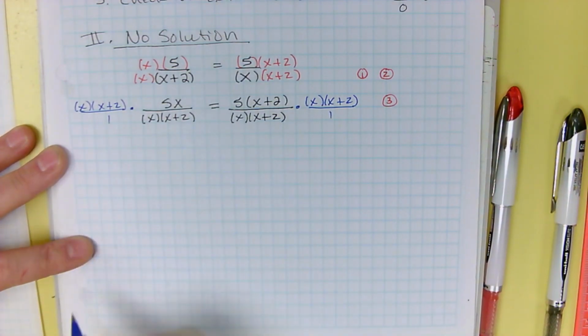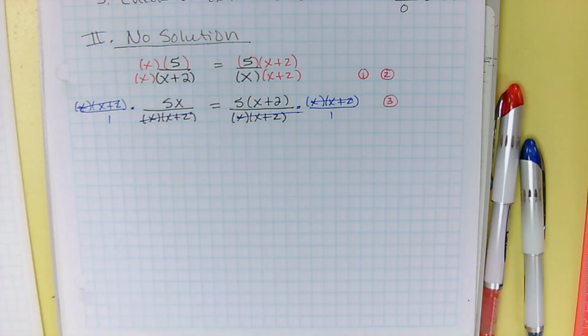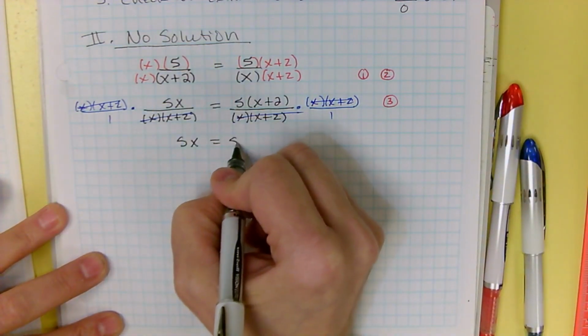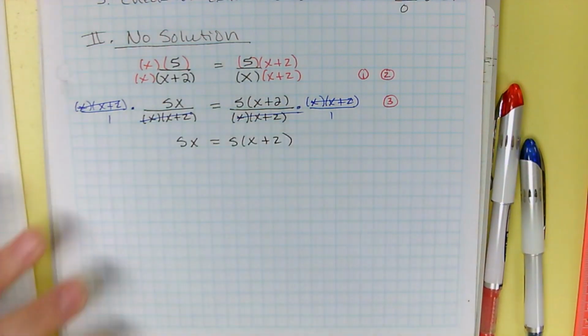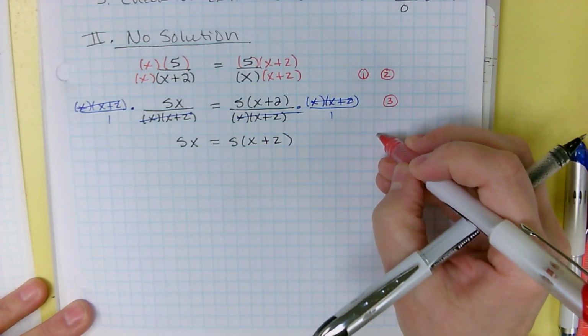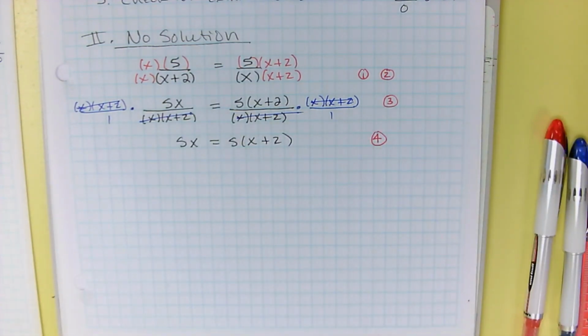Anytime you multiply a number by its reciprocal, it cancels out. We now have no denominators, and all we have left is 5x equals 5 times x plus 2. So this would be step 4, where we start to solve. At this point, all I see are x's to the power of 1, so this is just going to be normal solving. Add or subtract x's left, numbers right.